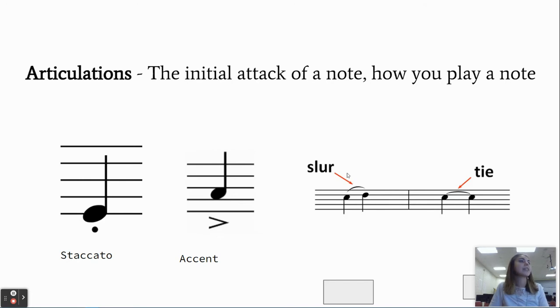Da, da, right? We've got slur and tie here. Slurs and ties. So slur connects notes that are different together. Ties connect notes that are the same, combining two notes that are the same. These are all different articulation marks.